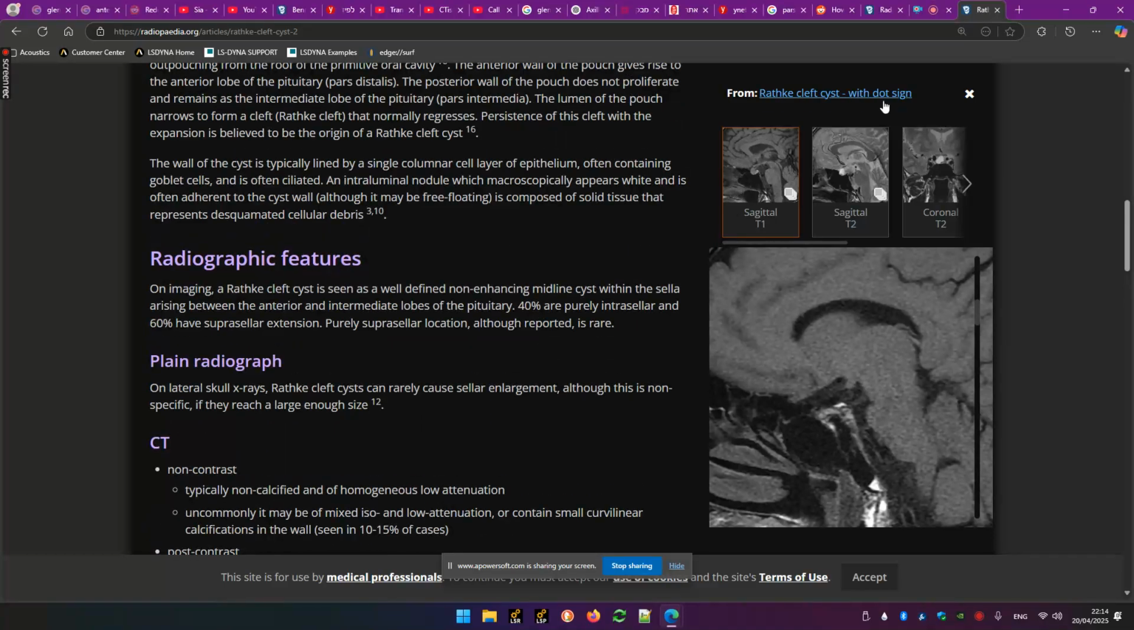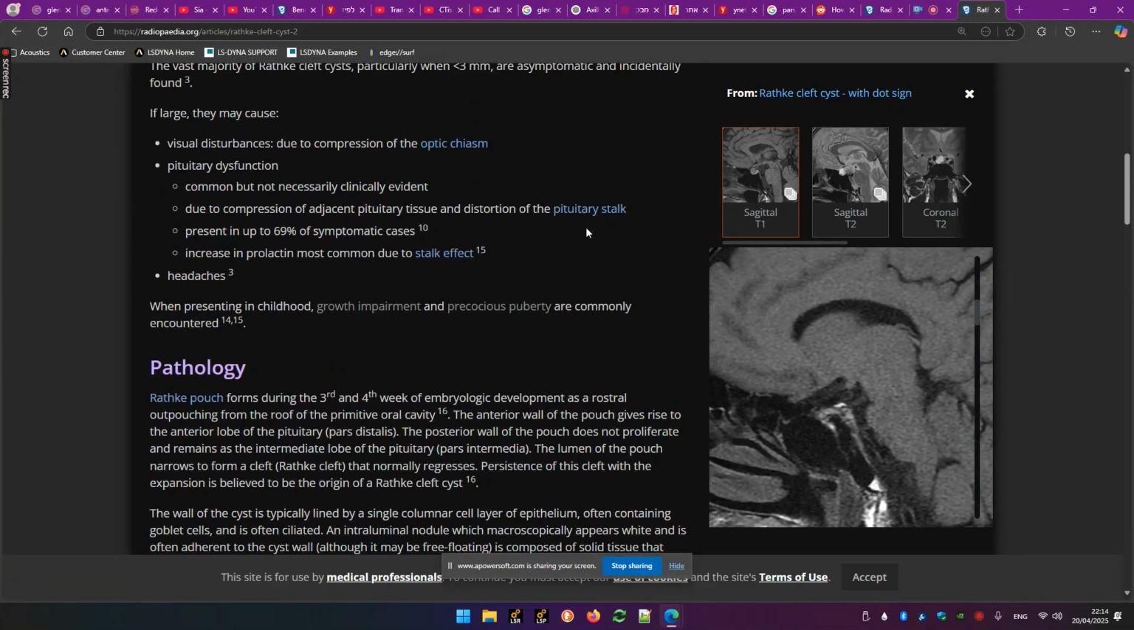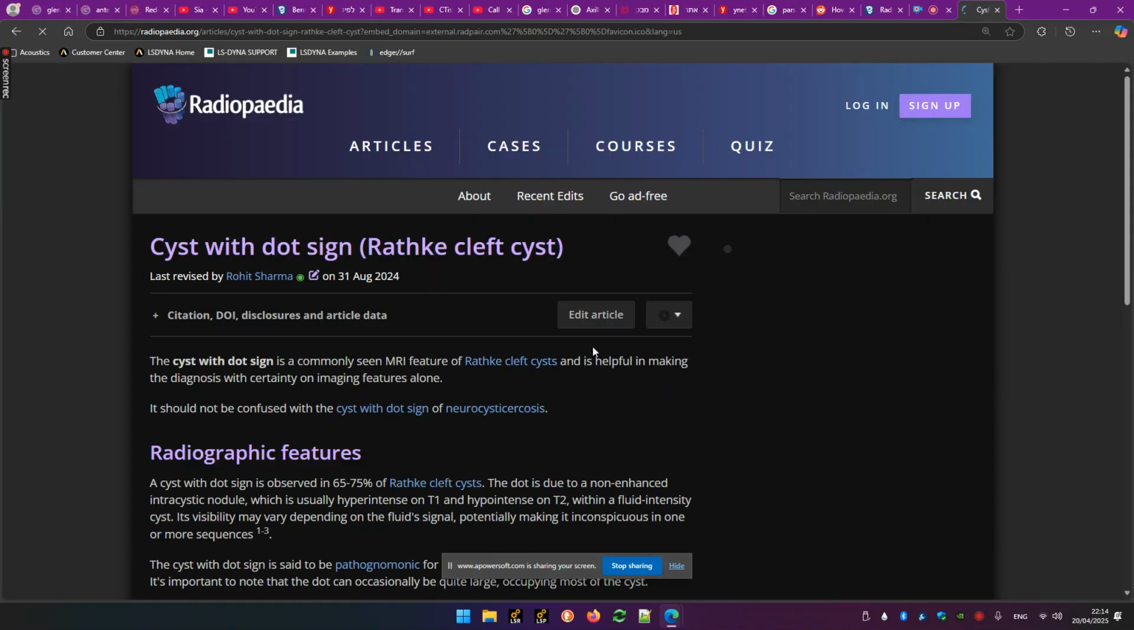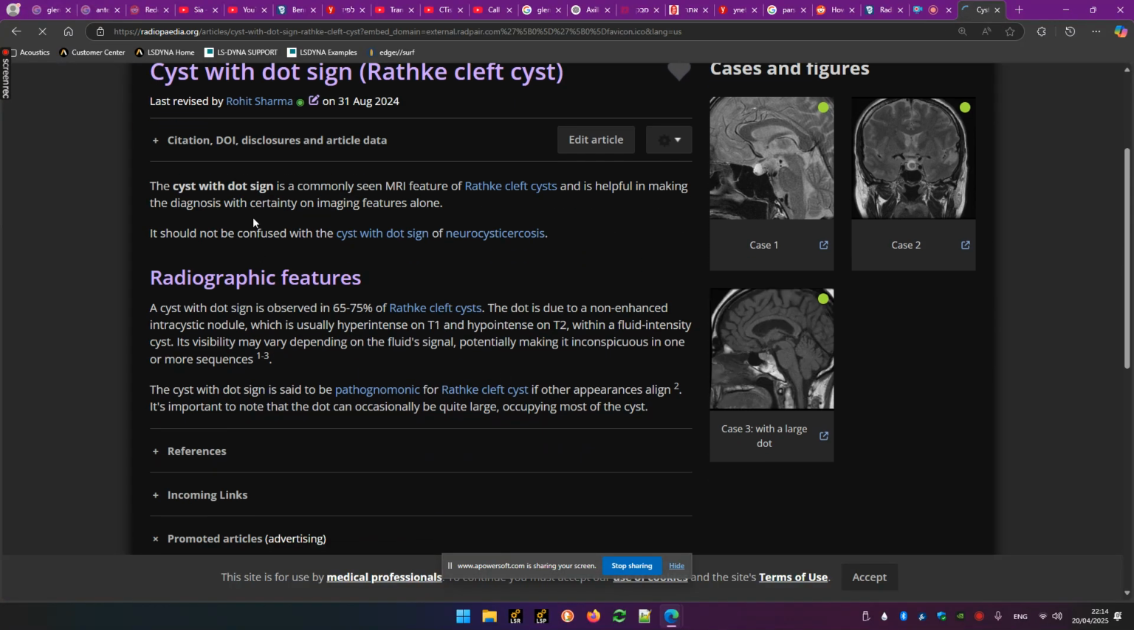Okay, dot sign. What is the dot sign? Cyst with dot sign is a commonly seen MRI feature of the Rathke cleft cyst. It's helpful in making a diagnosis with certainty on imaging features alone. It should not be confused with the cyst with dot sign of neurocysticercosis. A cyst with dot sign is observed in 35 to 75% of Rathke cleft cysts.